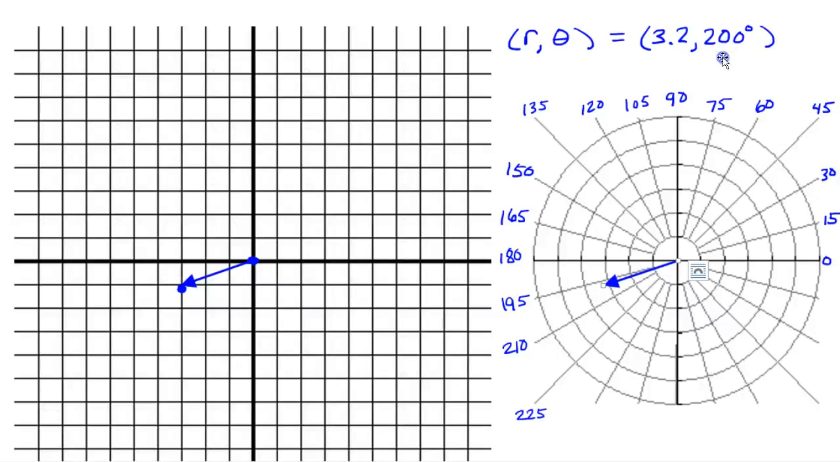Again, compare the two. The directions are the same. The length or magnitude is the same. Okay, it's just two different ways of graphing the same vector.